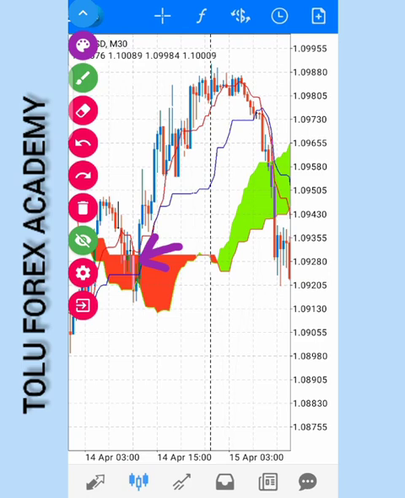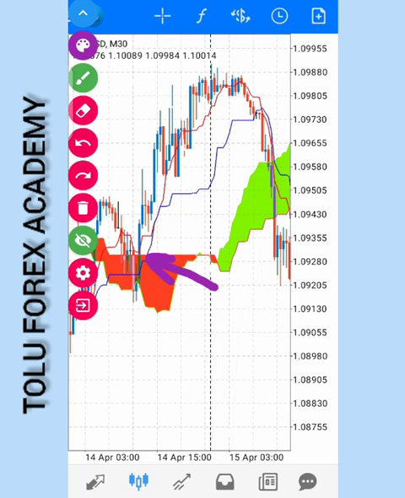So after it has broken the cloud, the next thing we look out for is to see when there is a crossover between the baseline and the conversion line. These are just blocked, what we're supposed to see there. Let me delete it, so let me put it again. So wait for this to break the cloud upward, so that the candlestick has just broken the cloud upward.